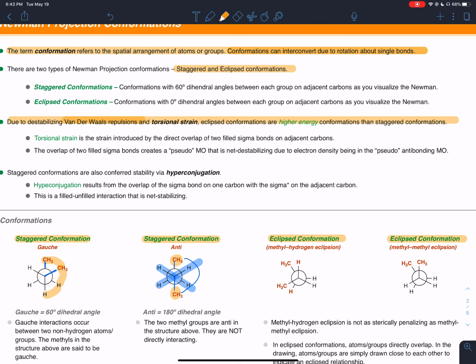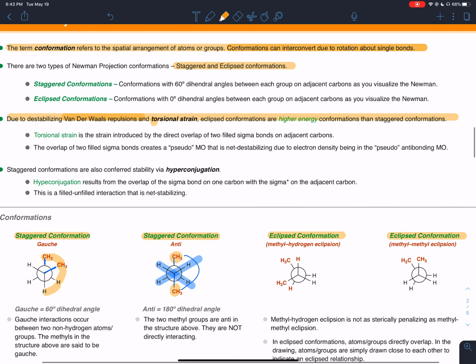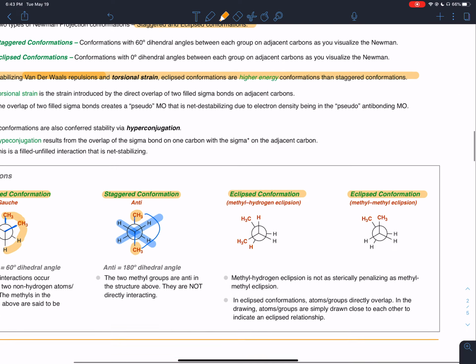This is the repulsion of groups directly trying to occupy the same space where their electron clouds are physically repulsing each other because of that close proximity and their nuclei getting too close. And also this torsional strain. We'll dive into what torsional strain is in the next video.